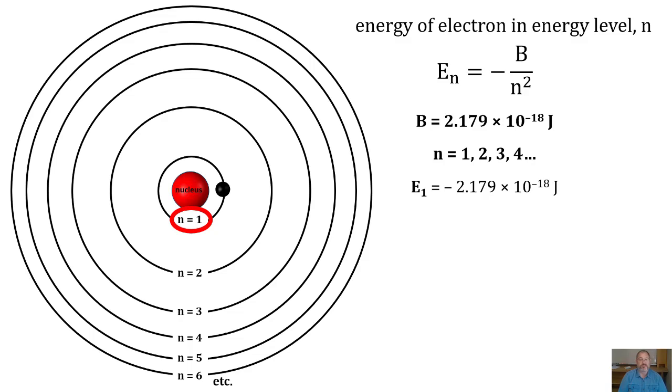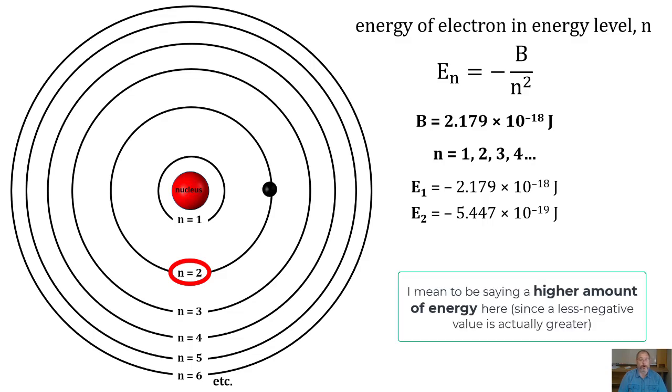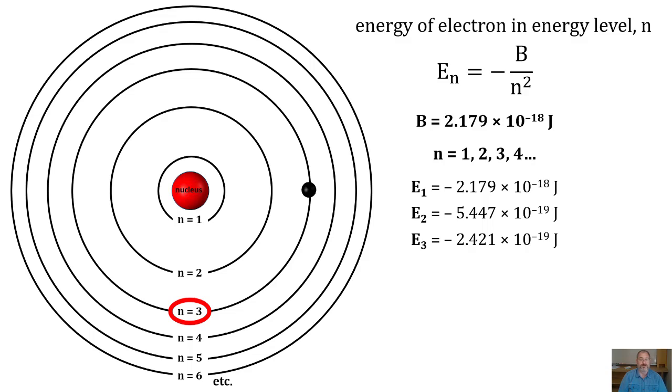Now what if the electron's in the second energy level? Then it's going to have an energy value of negative 5.447 times 10 to the minus 19 joules. So it's a lower amount of energy. In the third energy level, we see that the electron has an energy of negative 2.421 times 10 to the minus 19 joules. And in the fourth energy level, it has an energy value of negative 1.362 times 10 to the minus 19 joules, and so on. So you can figure out the energy of an electron just by knowing the value of n.